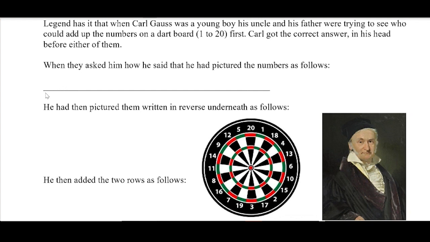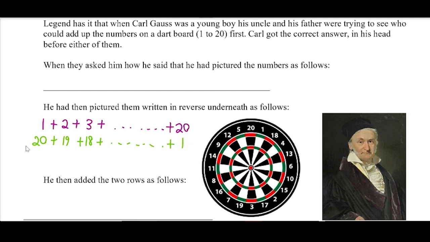He was a young boy, and they asked him, how did you do that? He said, well, what he had done is he had pictured the numbers, 1 plus 2 plus 3, the whole way up to 20. And then in his head, he had pictured them going the other way, 20 plus 19 plus 18, the whole way down to 1 underneath. Then he added the 2 rows, and we get 21, and we get 21, and we get 21, right through to 21.